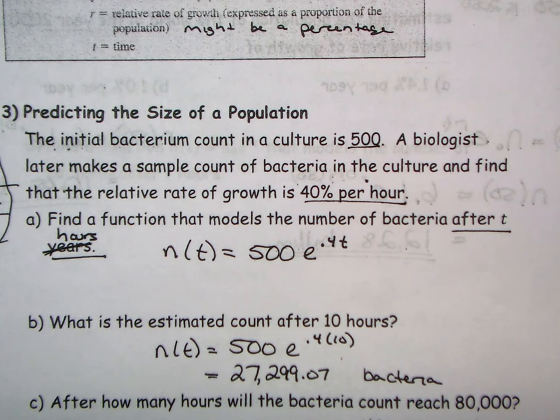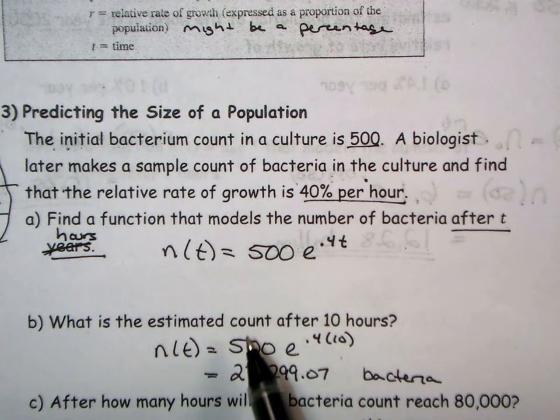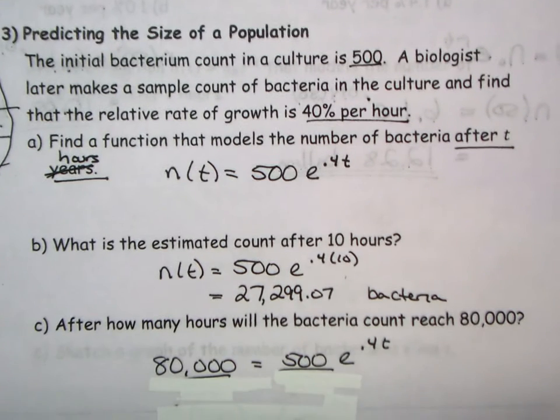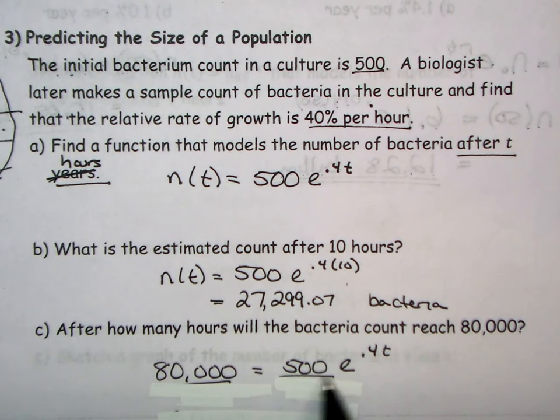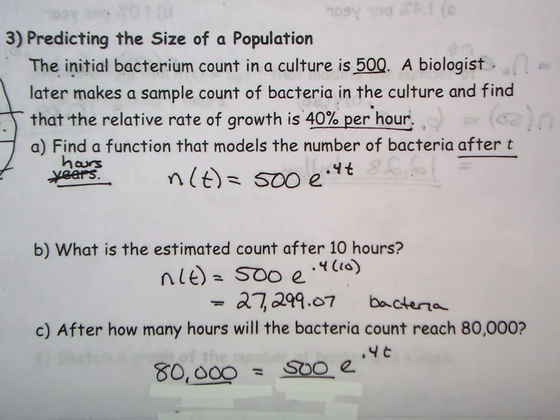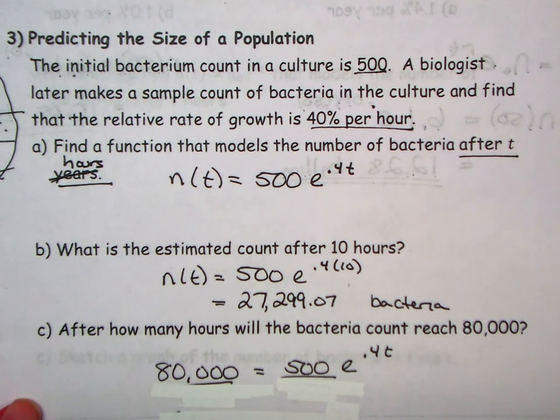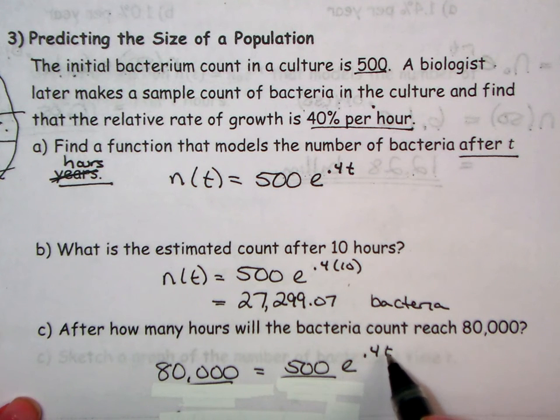Okay, and then question C says, after how many hours will the bacteria count reach 80,000? So this is after some time has elapsed. So 80,000 is going to be our N of t value. So I'm going to take this equation and I'm going to set it equal to 80,000. All right, so here's my initial equation, set equal to 80,000. Right, and I want to solve this for t. I don't know how many hours it's going to take. So this is an exponential equation, and the exponential expression is e to the 0.4t. So I need to get this exponential expression by itself first.